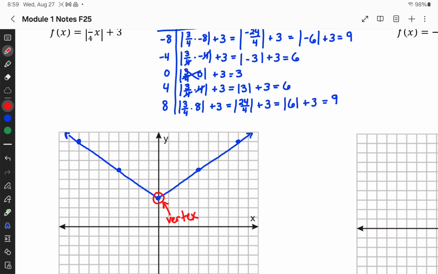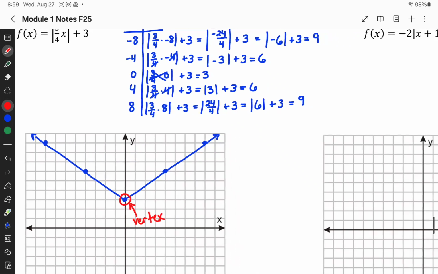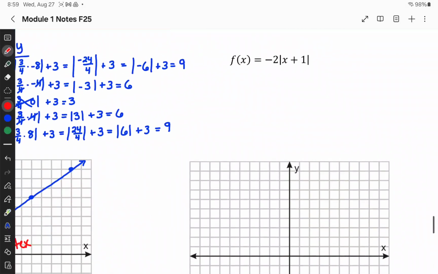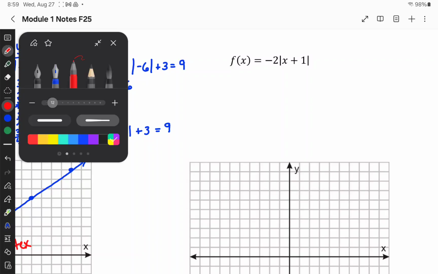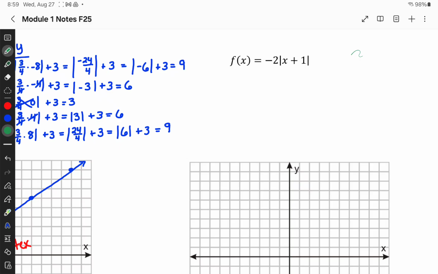All right, let's look at one more example of absolute value, and then that'll be it for this section. For the next one, we've got f of x equals -2 times the absolute value of x plus 1. So once again, we're going to build a table for this. I'm going to start my table x and y, and then I'll start picking out numbers for x. Once again, we might try to start with numbers like -2, -1, 0, 1, and 2. And then let's just see if those will work.